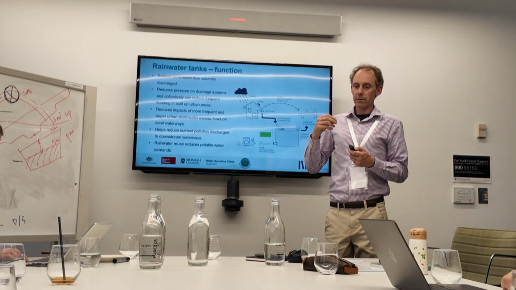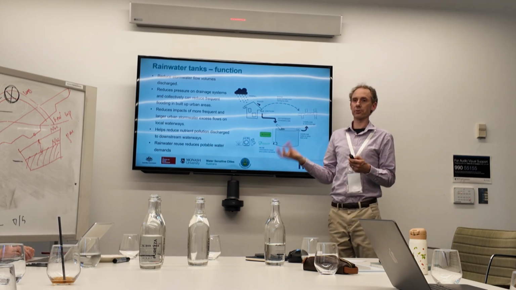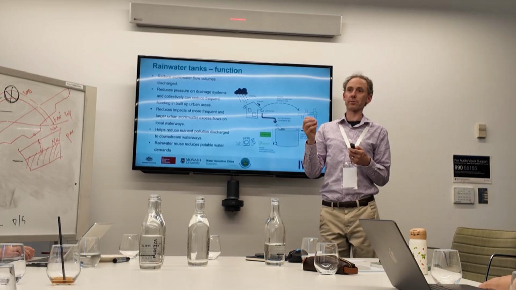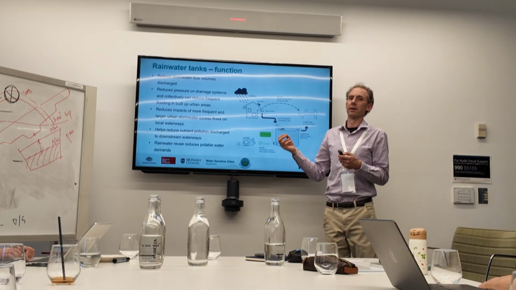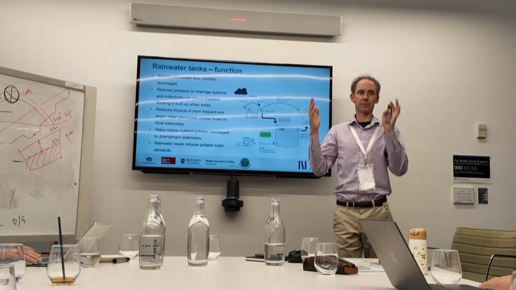So systems like this will reduce the amount of flow that's going to the waterway. It'll help to reduce the potable water that we need, and then it can also help to reduce the flooding just a little bit. And we always get the question, but what if the rainwater tank's full when the flood starts? Like, what if it's full?